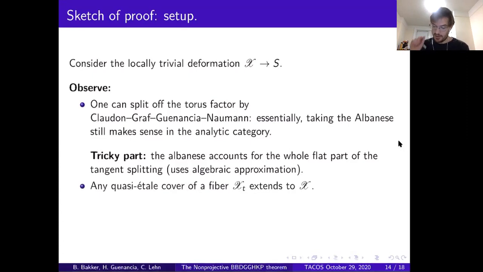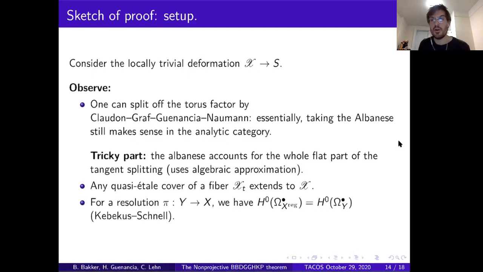A second observation is that we can spread out quasi-étale covers in locally trivial families. This is essentially because quasi-étale covers are topological in nature, because they're just étale covers of the regular locus. So if I have a locally trivial deformation, then the regular locus also deforms in a topologically constant way. And therefore, any quasi-étale cover of a fiber can be spread out to a quasi-étale cover of the entire family.